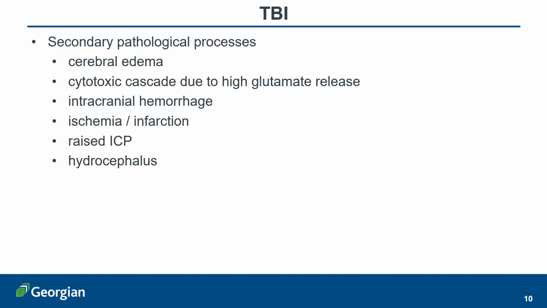We spoke about the risk and all the clinical manifestations of ICP, along with the risk of developing hydrocephalus as well. So these are all the secondary pathological processes, not just the injury to the original site of the insult, say a blow to the head. That's the primary process, but the secondary pathological processes can make the traumatic brain injury far worse.